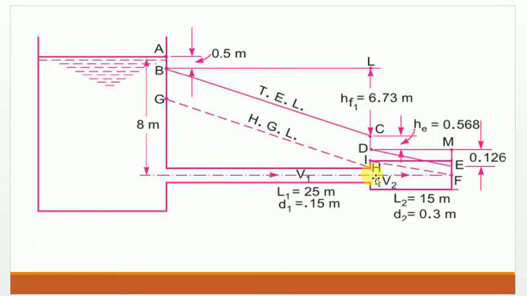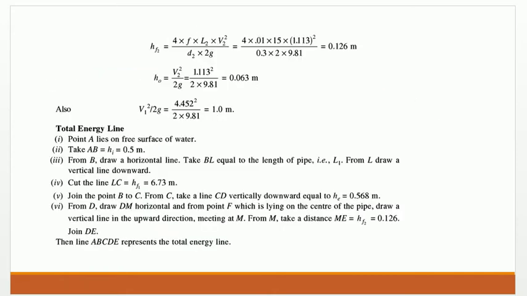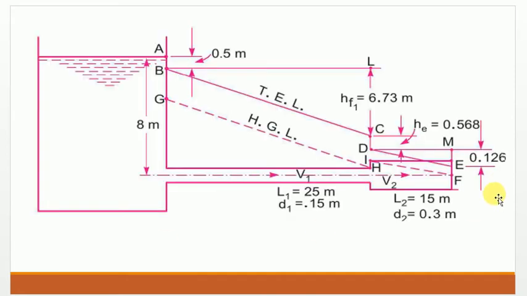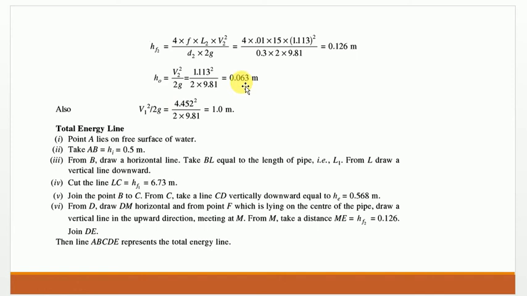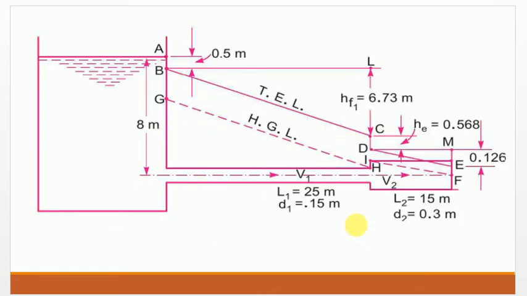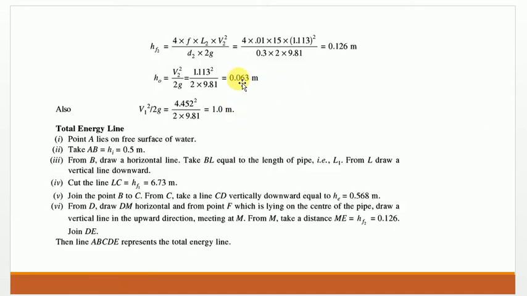Then after the sudden expansion we have friction losses in the 15 meter length of pipe 2. So hf2 will be equal to 4 f L2 v2 square by 2g d2. Substituting these values we get 0.126 meter. Then head loss at outlet will be equal to v2 square by 2g, where the water flows out, which is 0.063 meters. Also v1 square by 2g is the kinetic head in pipe 1, and this will be the kinetic head at 2. We have already known these values, 1 meter and 0.063 meters.